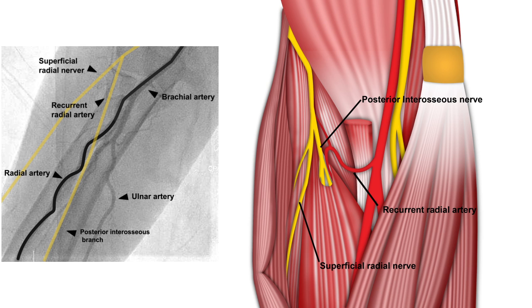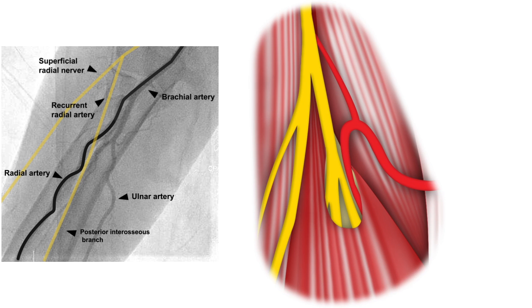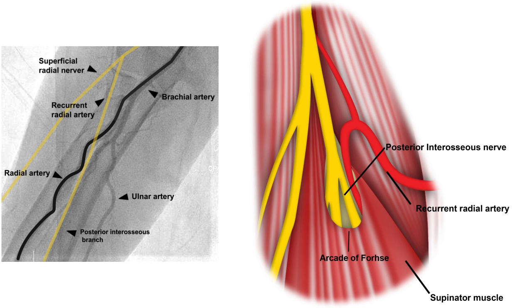Let's take a magnified look at the recurrent radial artery and the adjacent structures. The posterior interosseous nerve runs through the arcade of Froese, a fibrous band between the two heads of the supinator muscle, where it innervates the hand extensors. The recurrent radial artery branches off from the radial artery and runs coaxial with the PI nerve to form the leash of Henry.